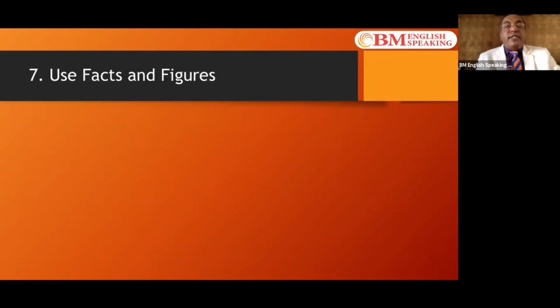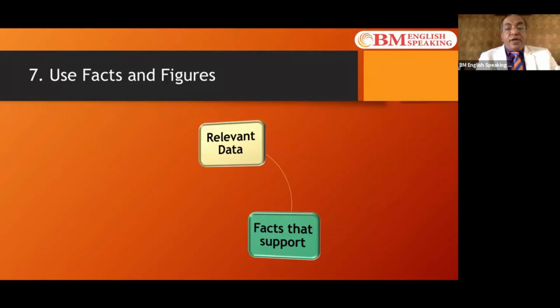Let's look at the seventh technique now, which is usage of facts and figures. This I've shared with you earlier as well: using facts and figures is extremely important for you to be an effective communicator. So always make sure that you use the relevant data, the facts that are required, facts that support what you are saying, and the statistics that are required.